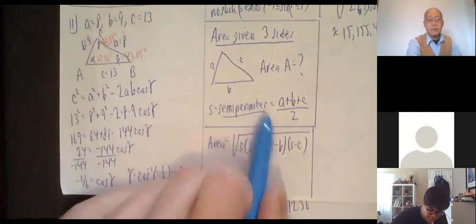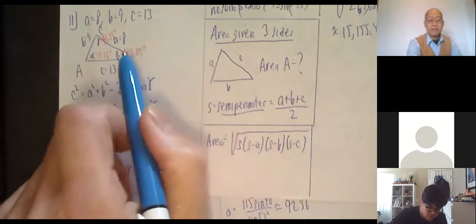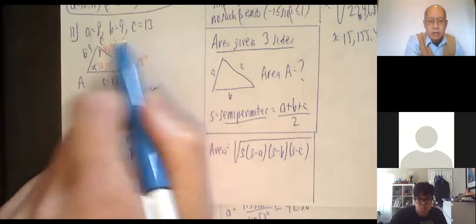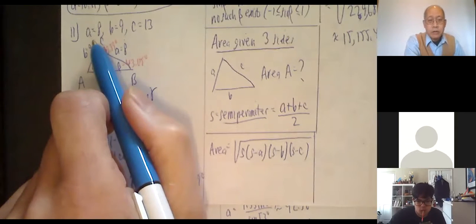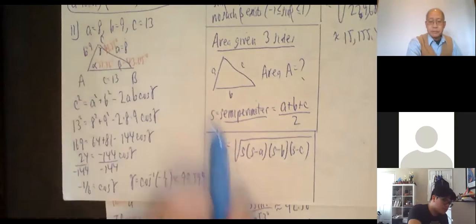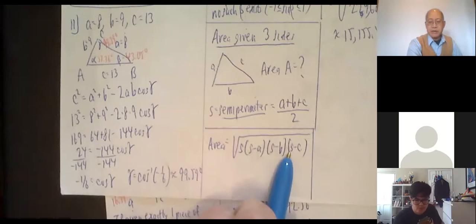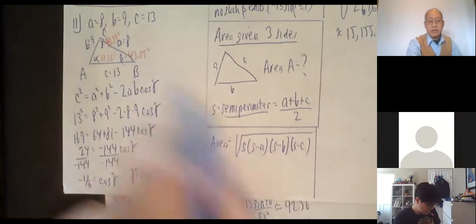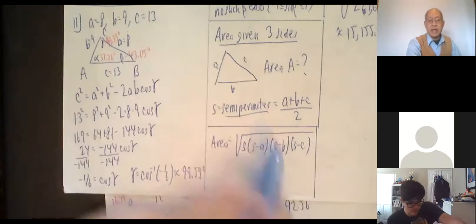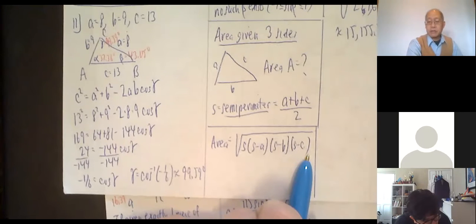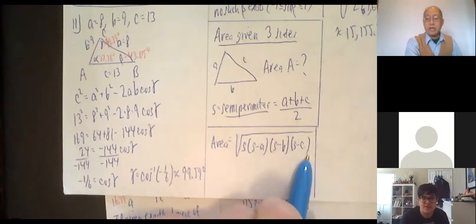First I find the semi-perimeter. Add them up and divide by 2. In this particular case, 13 plus 9 is 22, plus 8 is 30. 30 divided by 2 is 15. So you put a 15 here, here, here, and here. That would be 15 minus 8, 15 minus 9, 15 minus 13. I'll show you all this next week. That's exactly what's going to happen next week.